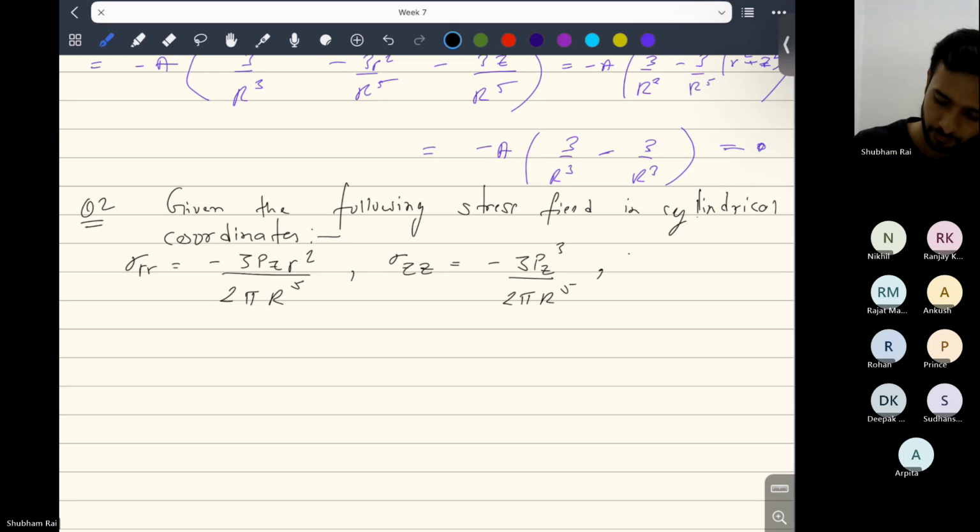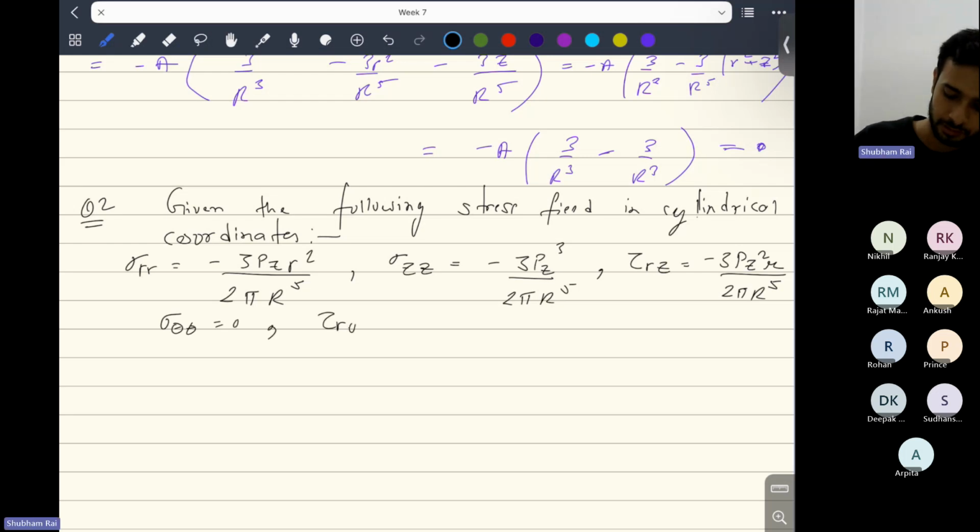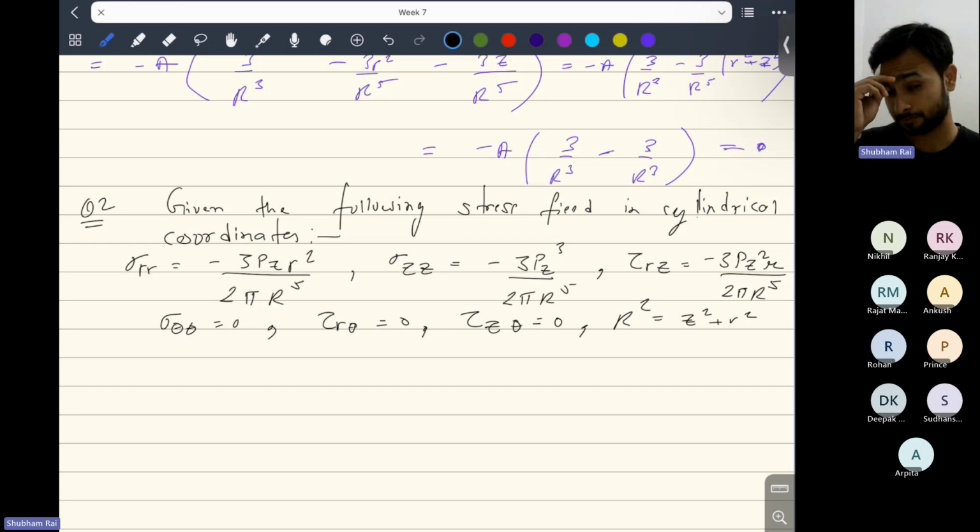And then you have tau rz equal to minus 3 p z square r, the small r, over 2 pi capital R to the power 5. And then all other stresses are 0. Sigma theta theta is 0, and so tau r theta is also 0. And then we have tau z theta, that is also 0. And then we have this relation here as well. Capital R square is equal to z square plus small r square. Okay.